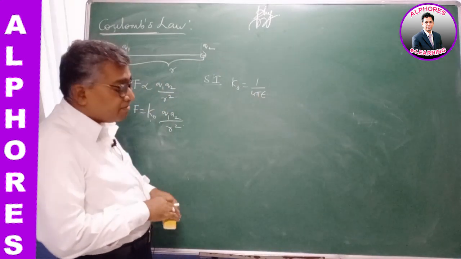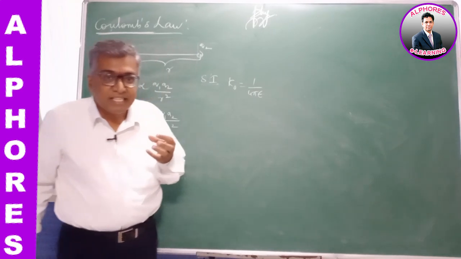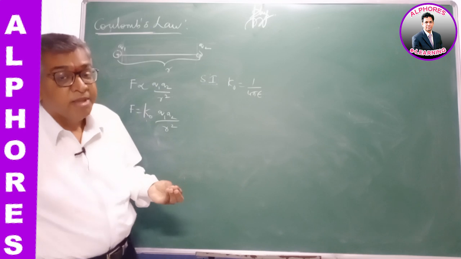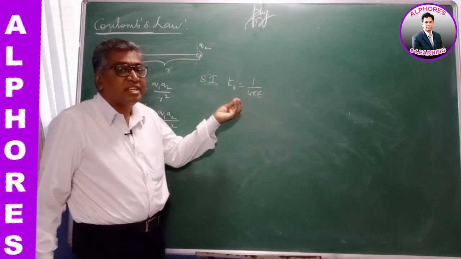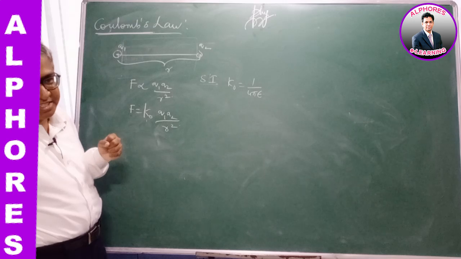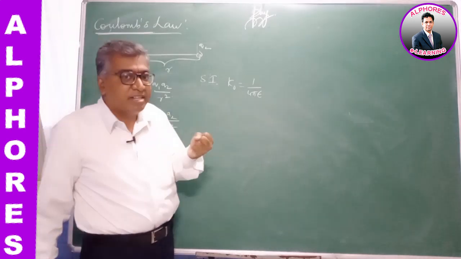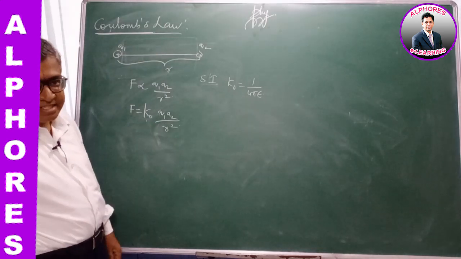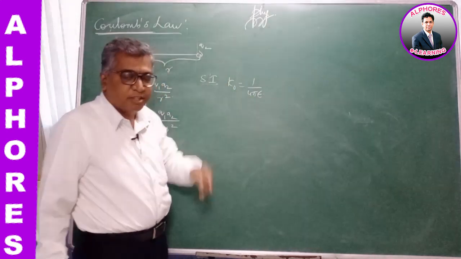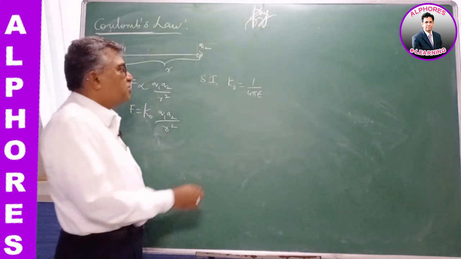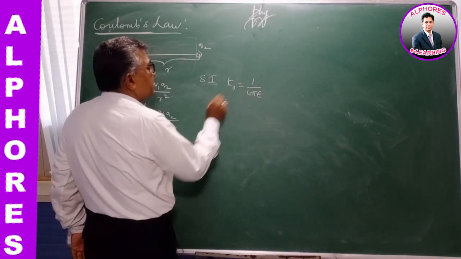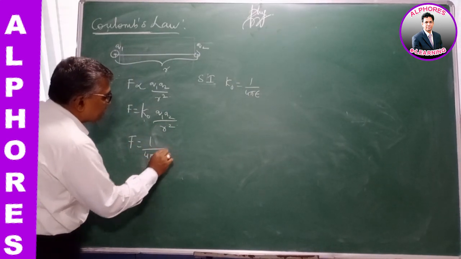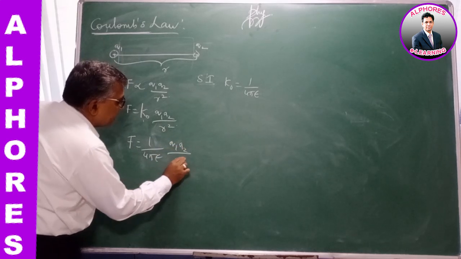Now epsilon is the constant of a medium which defines the extent to which it affects the force between the charges. Epsilon is the permittivity of the medium, and k naught is equal to 1 by 4 pi epsilon. So when I substitute, force F is equal to 1 by 4 pi epsilon q1 q2 by r square.